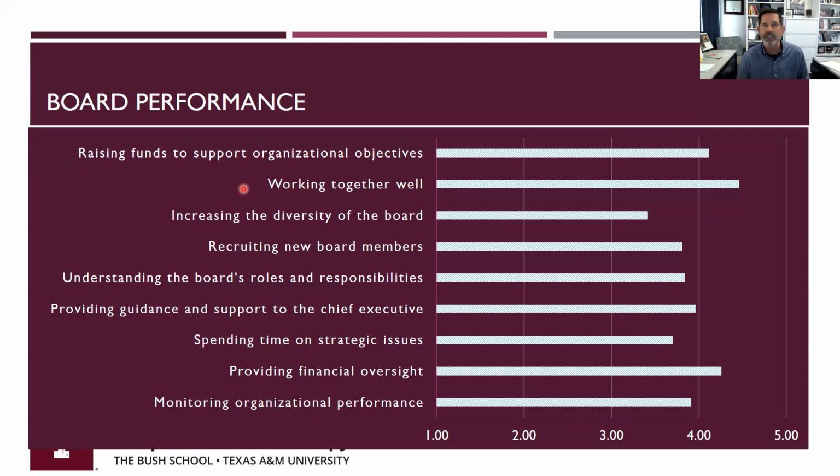Working well together, we do well together. We interact. We feel like we're comfortable in that space, right? And then you can see some other areas where you might say, okay, we're not quite as effective in this area in regards to increasing the diversity of our board, as compared to some of the others.